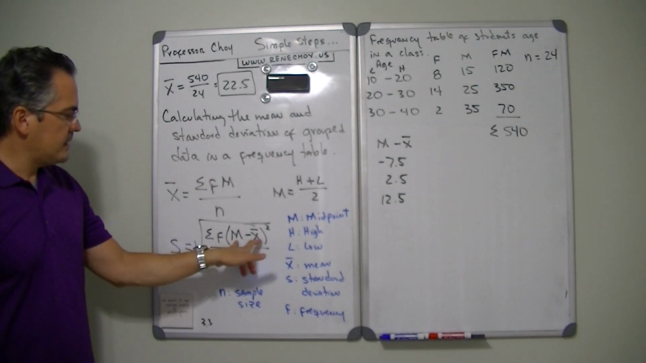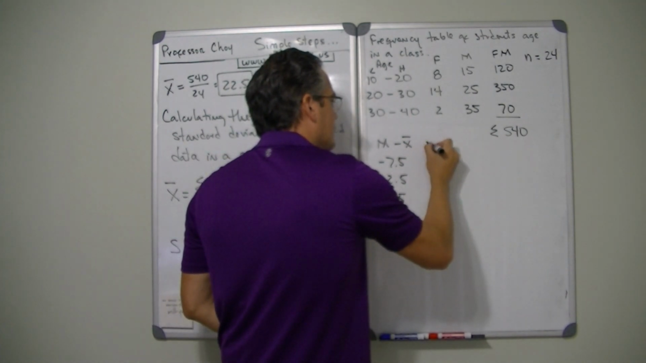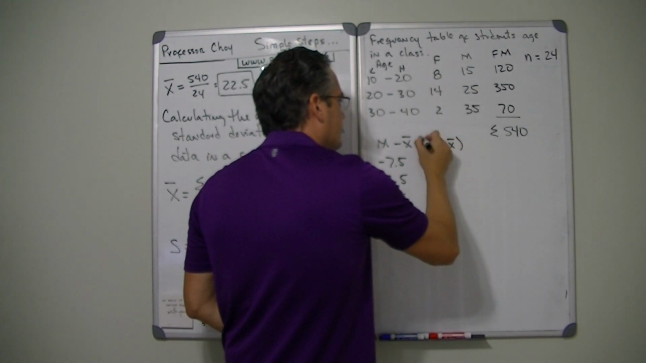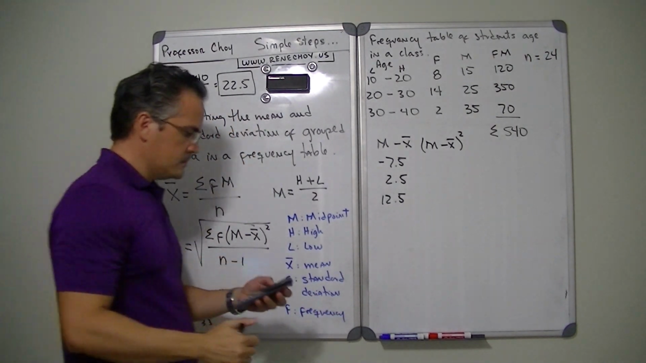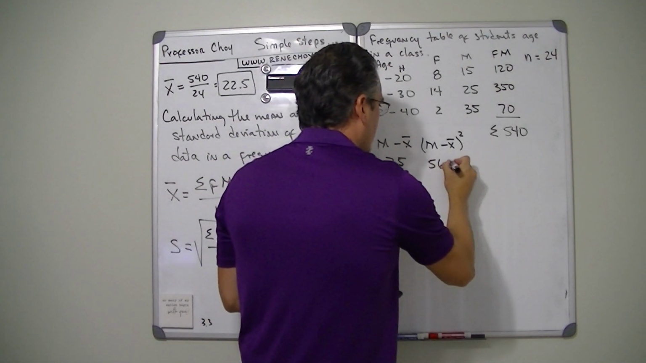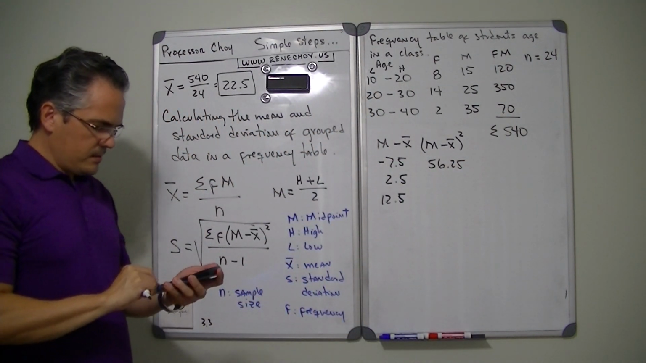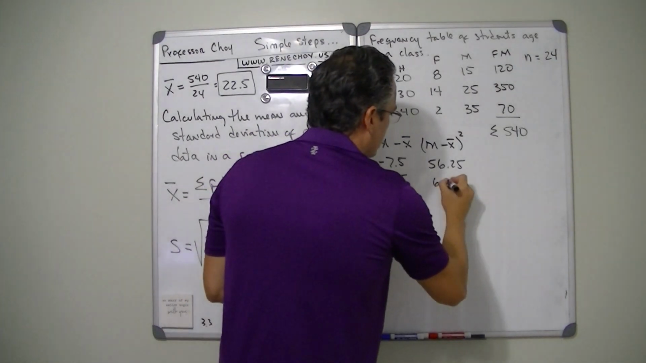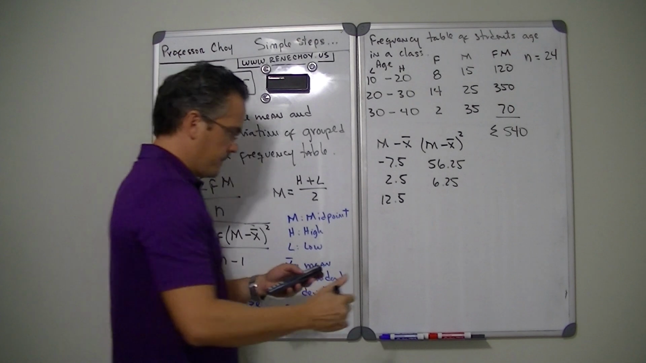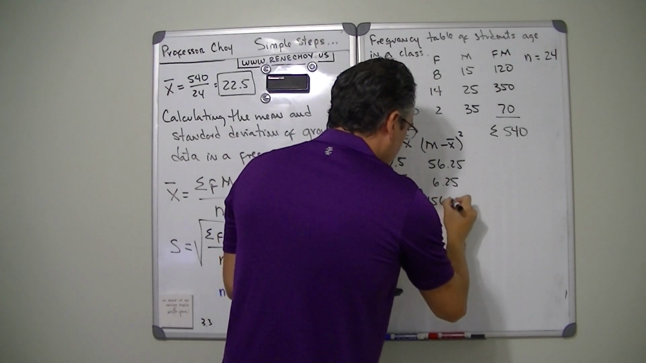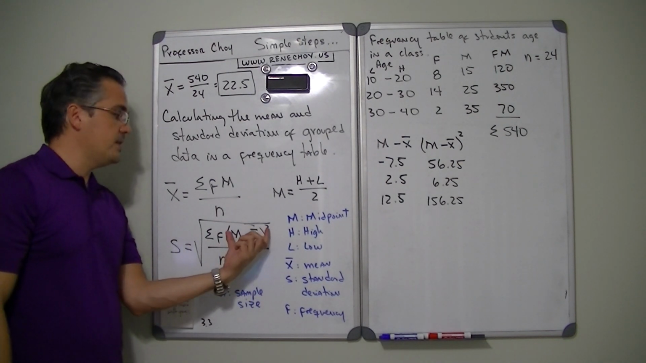Next step on the formula says we have to square. So I'm going to take these numbers and square them. So this is my m minus x bar squared. 2.5 squared, 12.5 squared. Alright, so now we have this portion of the formula already done.